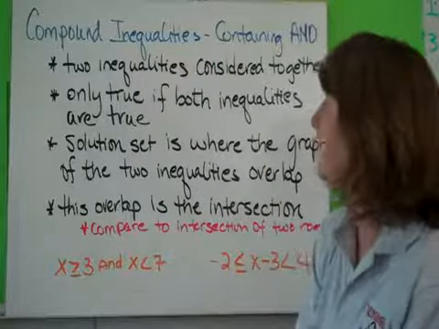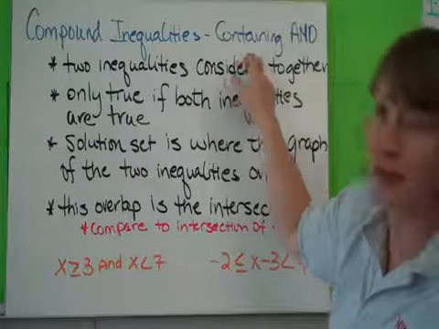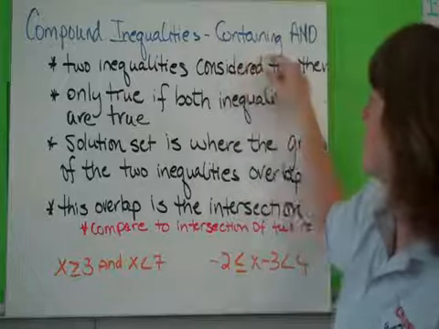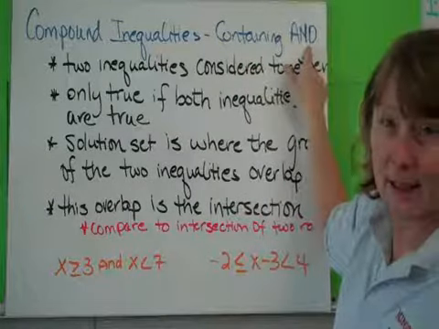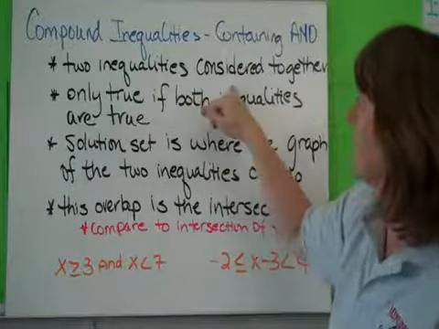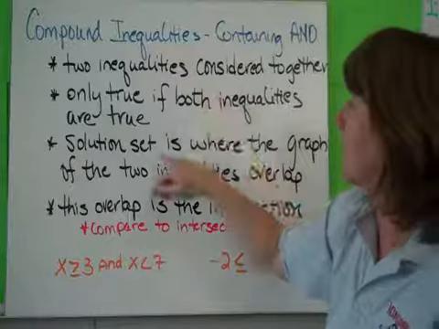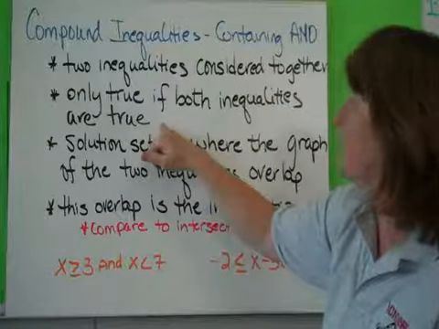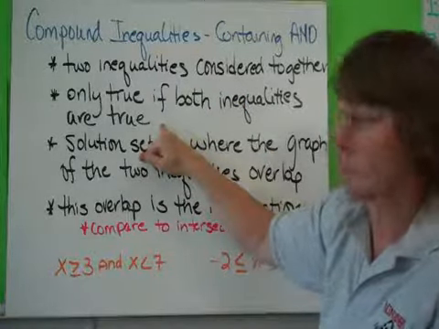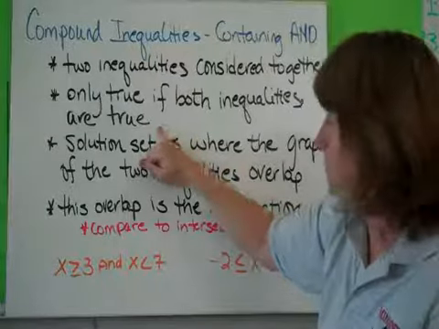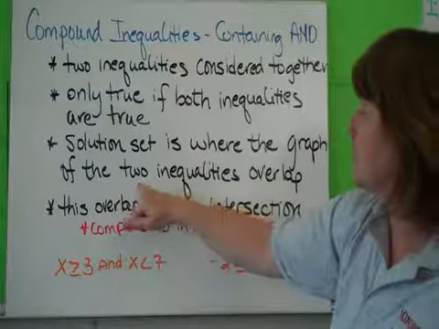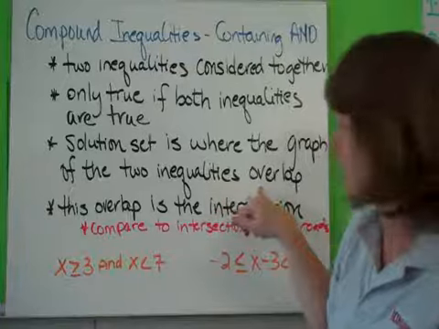Right now we're going to look at compound inequalities, and in this video we're going to look at those that contain the word "and." So you're looking at two inequalities considered together. It's only true if both inequalities are true. If one of them is false, then it's not true. The solution set is where the graph of the two inequalities overlap.